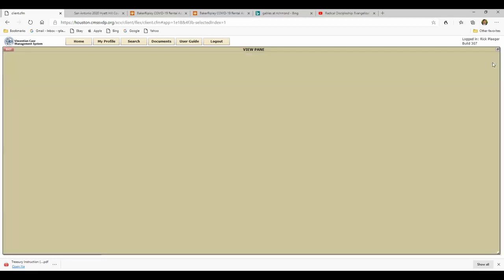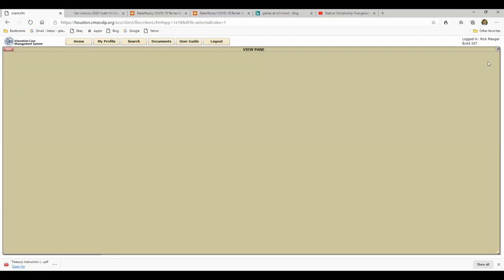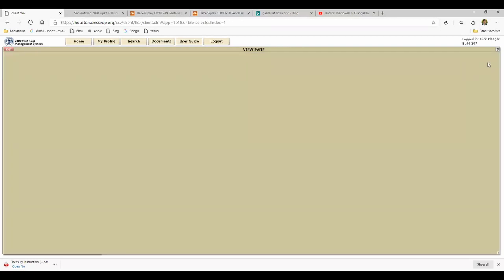You hit next. It's going to ask vendor. You don't need to put anything for vendor for gift cards because we buy gift cards out of our treasury. And so it's not that we're going to be having to identify a particular vendor. You just click next to the next screen and it will take you back now. And you'll see that in addition to the pledge, you have a gift card that's been entered. So now let's progress to the next screen, which is attachments.